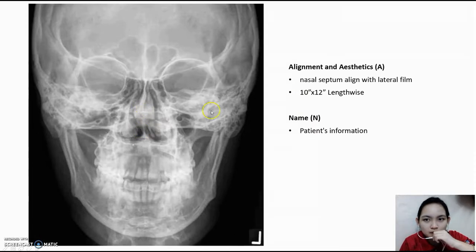Nasal septum is aligned with the lateral limb, and the cassette size used is 10 by 12 inches and lengthwise. There is no patient information in this film, so in conclusion, this film is rejected because there is no patient information and the marker is in the wrong position.